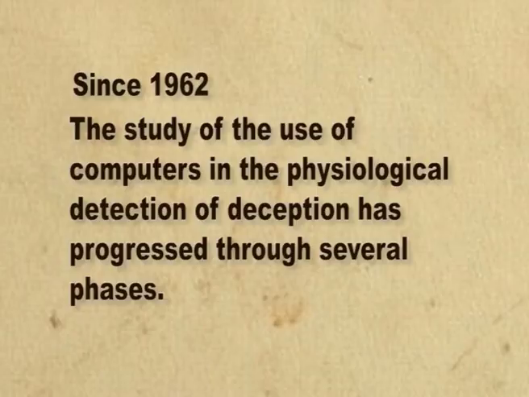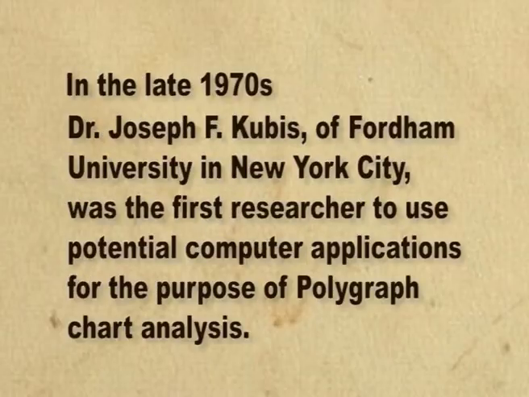Since 1962, the study of the use of computers in the physiological detection of deception has progressed through several phases. In the late 1970s, Dr. Joseph F. Kubis of Fordham University in New York City was the first researcher to explore the potential computer applications for the purpose of polygraph chart analysis.